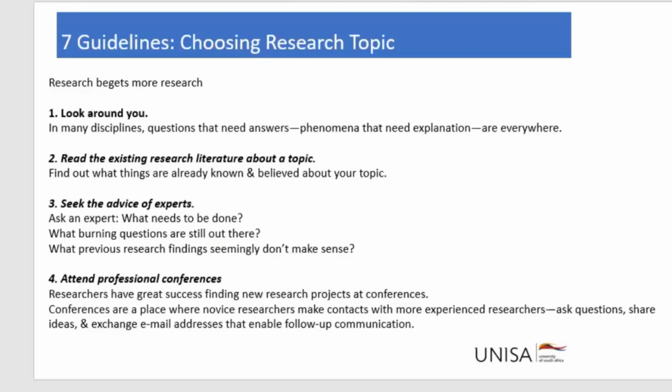Seek advice of experts. Once you feel that you've got an idea of what you want to study, you can then seek advice from experts. You can ask an expert what needs to be done. Now, when we talk about experts, we just mean people that you interact with. Some of them could be your work colleagues, some could be your lecturers, some could be your friends, and so on. These are people who might have deeper knowledge of the subject that you want to study, because they will ask questions, but in asking questions, they will also be giving you guidance on what to look for.